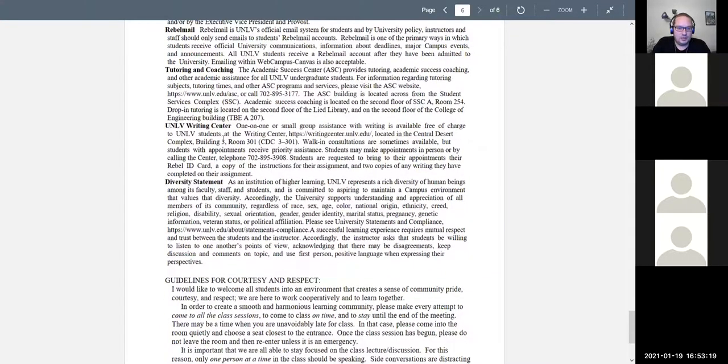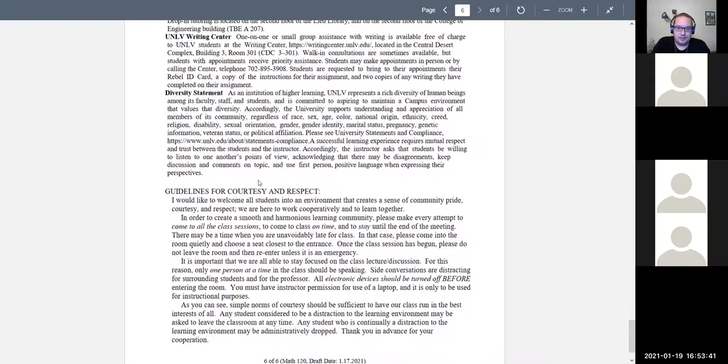There is a writing center on campus. Their information is here. Generally that's if you're looking at writing essays, getting help with writing essays, things like that. So I'm not going to go through that in detail, but their information is there in case you have another course that needs it. Let's see.